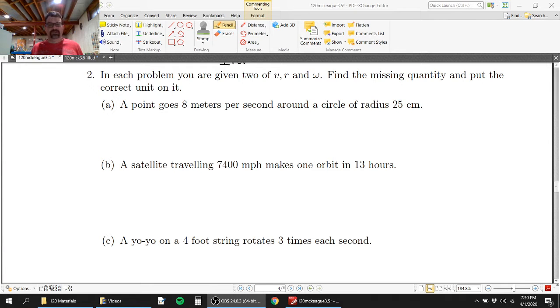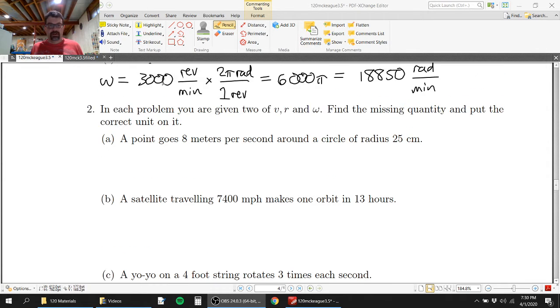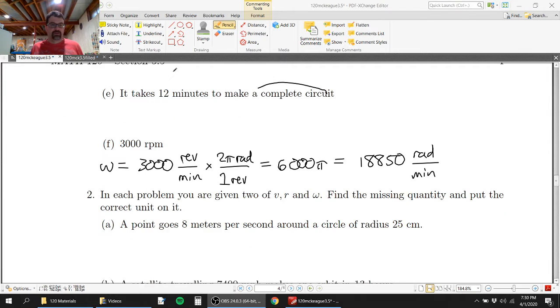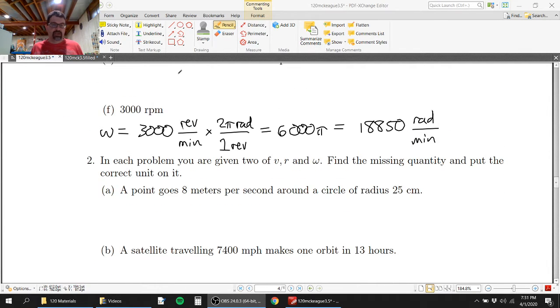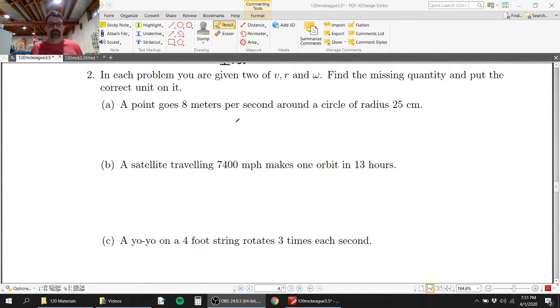All right, part 2 of section 3.5. Just finished going through some angular velocities and getting those in the right unit. Number 2, there's just a whole bunch of short problems here.